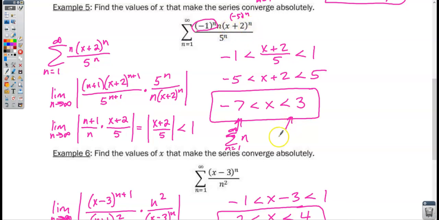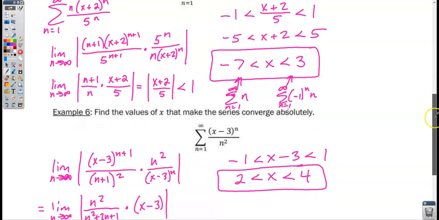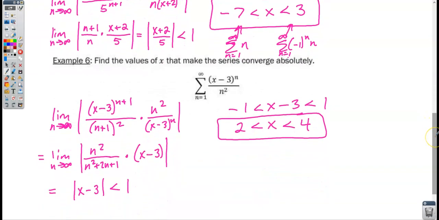Same thing here, if we put 3 in here, it gives us 5 to the n, then at that point the series is the sum from 1 to infinity of negative 1 to the n times n, which again diverges by the nth term test. So we don't need to include either of the endpoints in example 5. I moved so quickly past that because I knew that we didn't need to include them. But in example 6, we've got to pay attention to the endpoints.